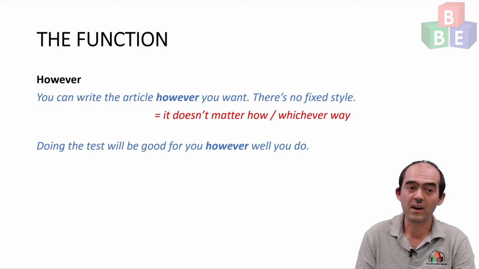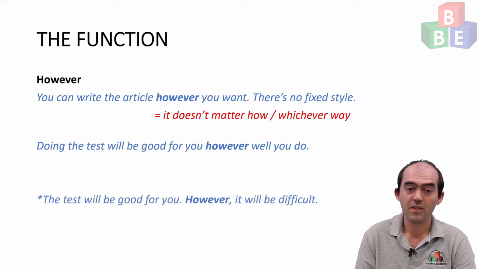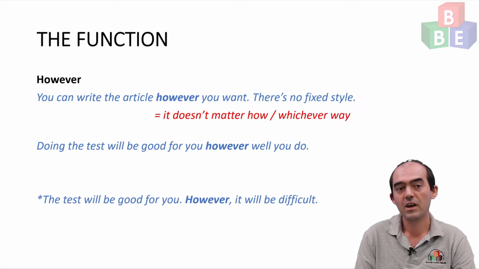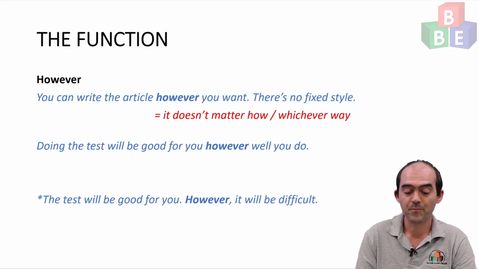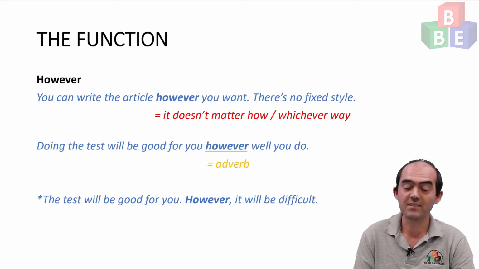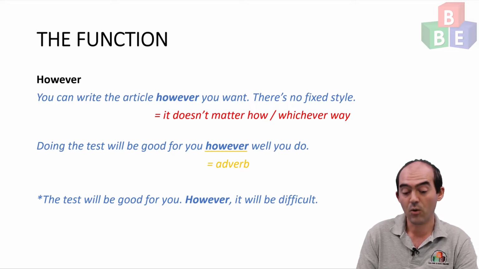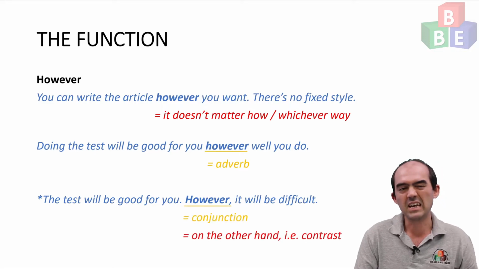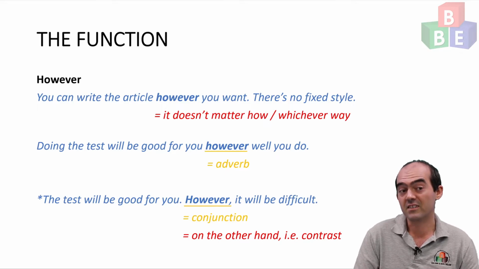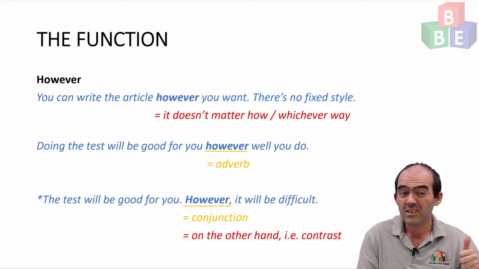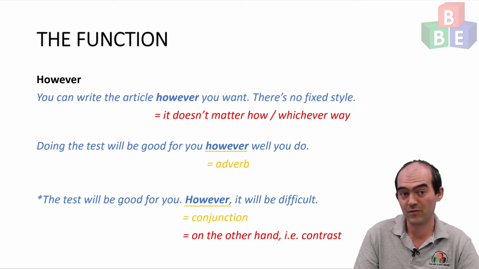But there is another way I can use however. For example, the test will be good for you, however, it will be difficult. Now, these two howevers are different. The first one, doing the test will be good for you, however well you do, is being used as an adverb, whereas in the second, the test will be good for you, however, it'll be difficult, I'm using it as a conjunction to mean on the other hand. That is, it is a conjunction which provides contrast. So it'll be a good test for you, but contrast, the opposite, it'll be difficult.